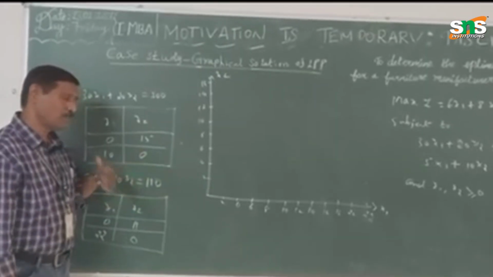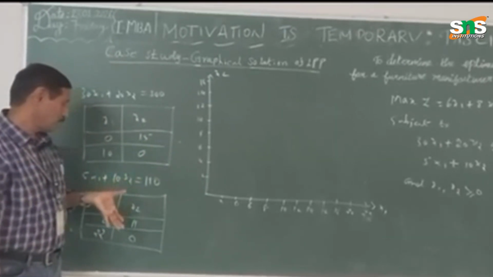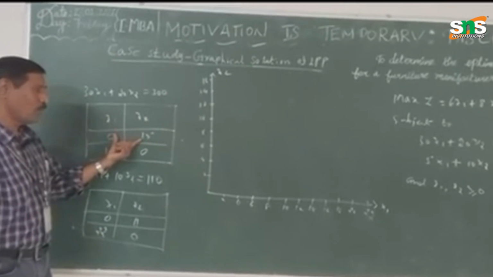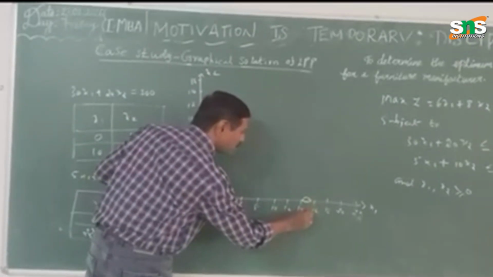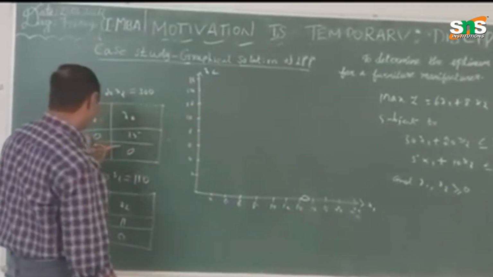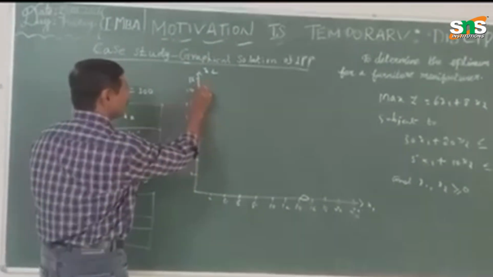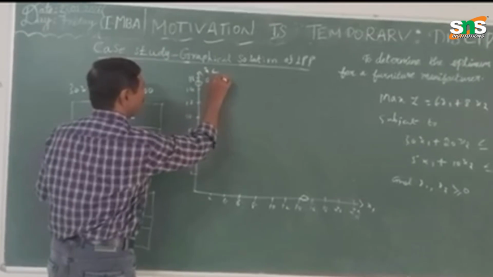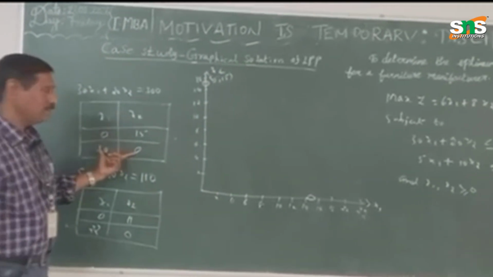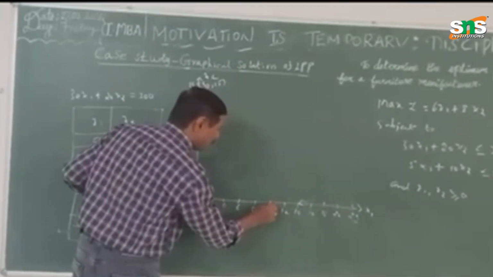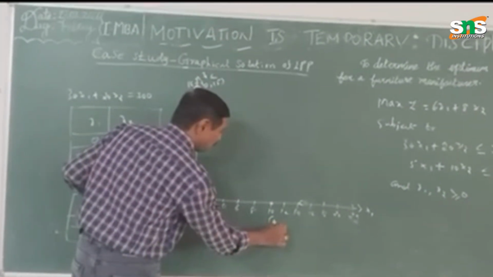Then we proceed to put all the points here. If x is 0, y is 15, right? So we have this point, x is 0, y is 15, that is 0, 15. And x is 10, y is 0. So this point is 10, 0.